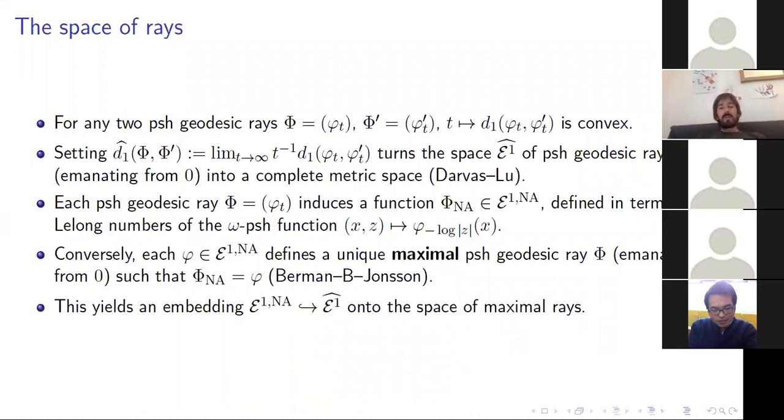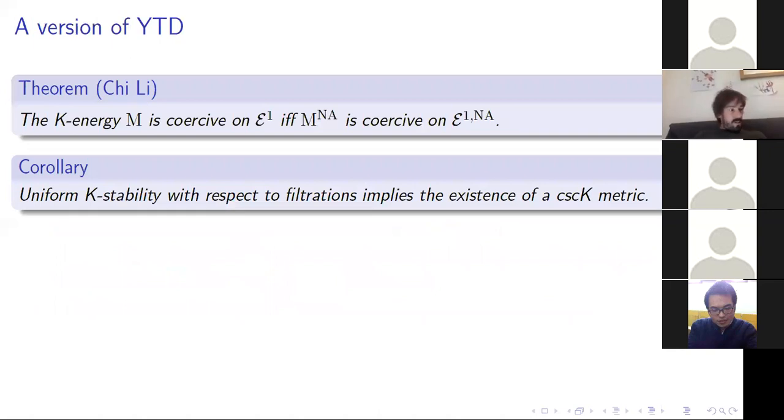And so what you get from this picture is that you have the bigger space E1 hat of all PSH geodesic rays, and inside of it you get an embedding of the space of non-Archimedean finite energy potentials onto the space of maximal rays. So there is a big space of all rays and a smaller space of maximal ones that have to do with algebraic geometry. And there is also a projection, or a retraction, from the bigger space to the smaller space, which is the operation we just saw: if you start with any ray, you get a function in E1 NA that you can view as a maximal ray. So there is a natural operation that takes any ray and attaches to it a maximal ray. Okay, and now we are basically done. I guess I went a bit too fast, but anyway.